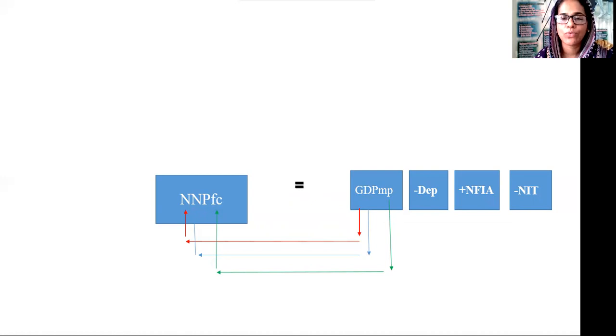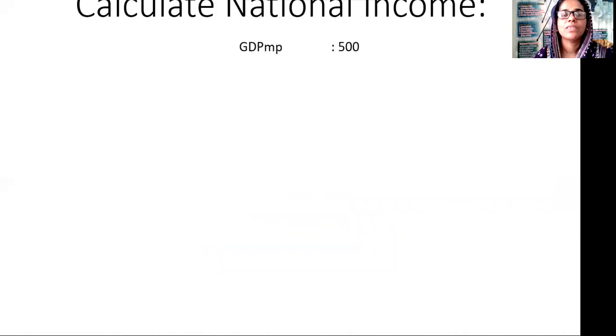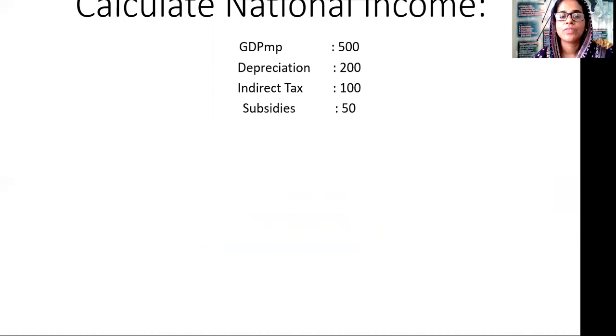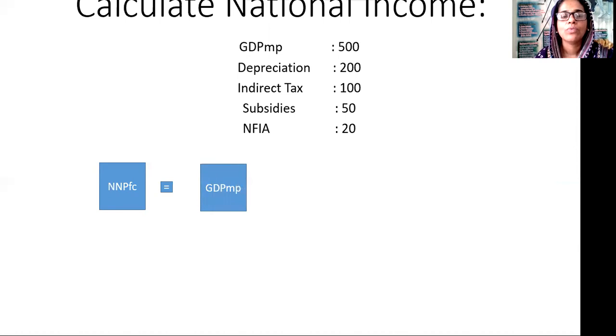Now we are moving to a numerical question, a simple one. Calculate national income. GDP MP 500, depreciation 200, indirect tax 100, subsidy 50, NFIA 20. Find out national income. We know that national income is NNPFC. NNPFC is equal to, what is given? GDP MP is given. Now what we have to add, what we have to deduct. First one, gross to net, we have to minus depreciation.